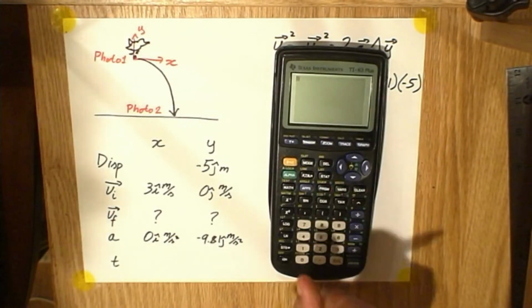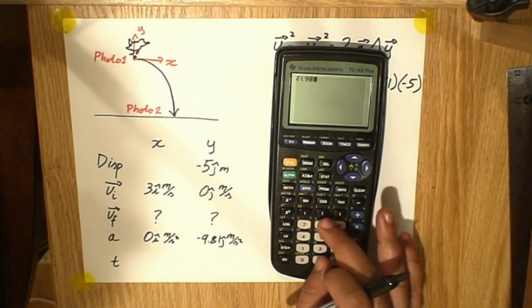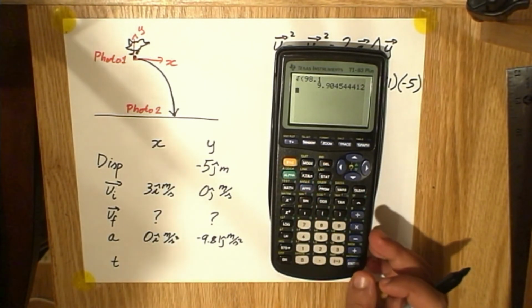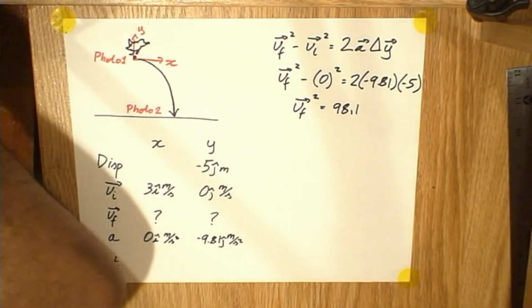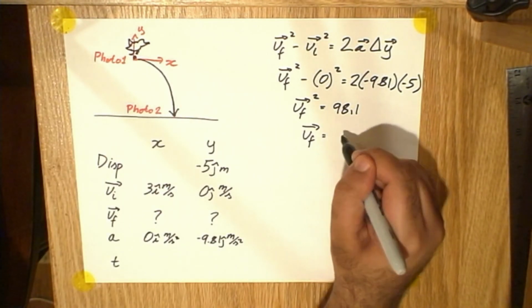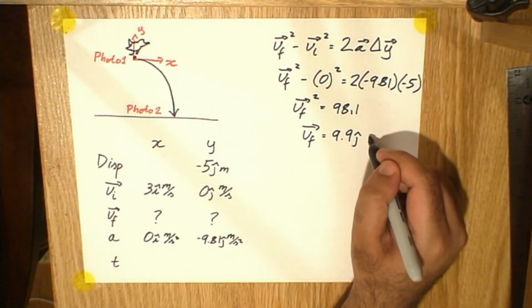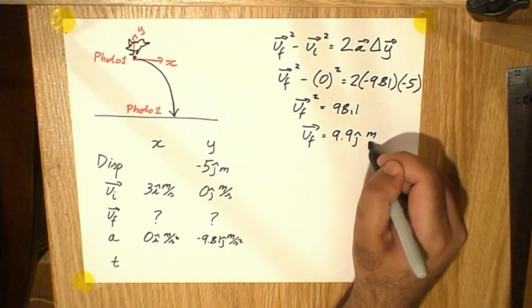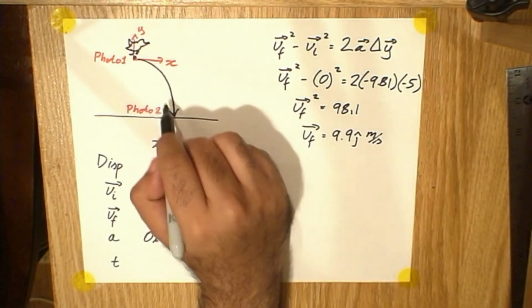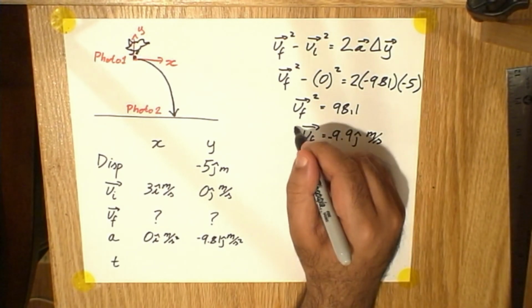And the square root of 98.1 is 9.9 meters per second. So that is the velocity of the fish in the y direction. And I should actually be a little bit more careful here. It's falling, which means that this is actually a negative velocity.